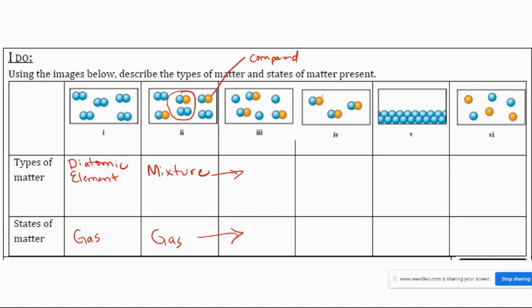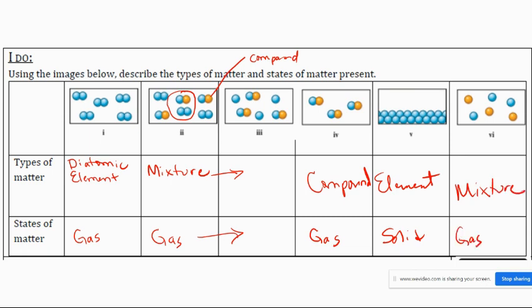What is this? Compound. And this is a gas again. I would call this a solid. Element or mixture? Element. Good. And what is this? Mixture. And again, I would say this is a gas.